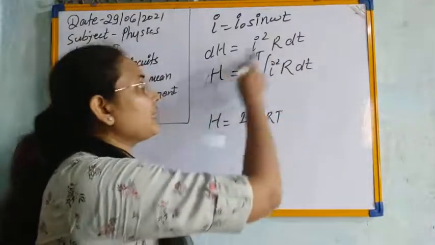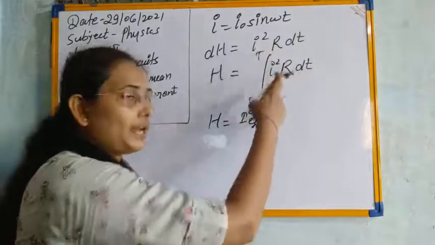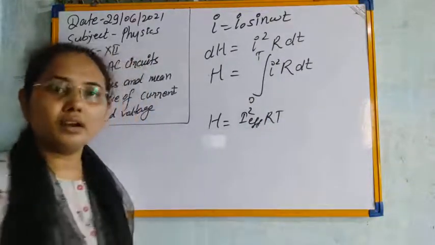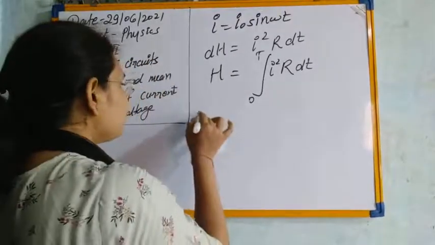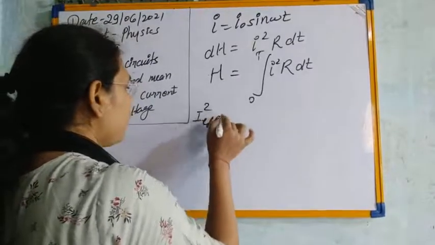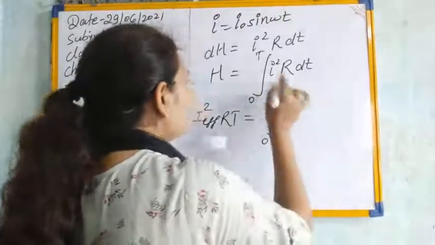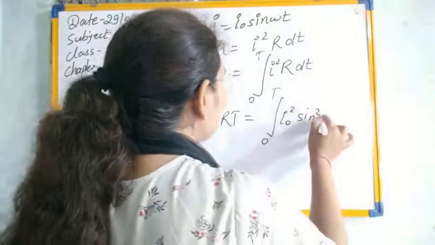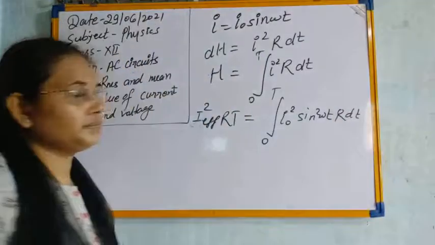So this is the heating effect produced due to the change in current from 0 to T by the AC current, and this is due to the DC current flowing for T seconds. So let's write down the value here. This is equal to I effective, just a second, I effective square RT, and in place of I we can put its value. So it will be equal to the integral of I0 square sin square omega t into R dt.